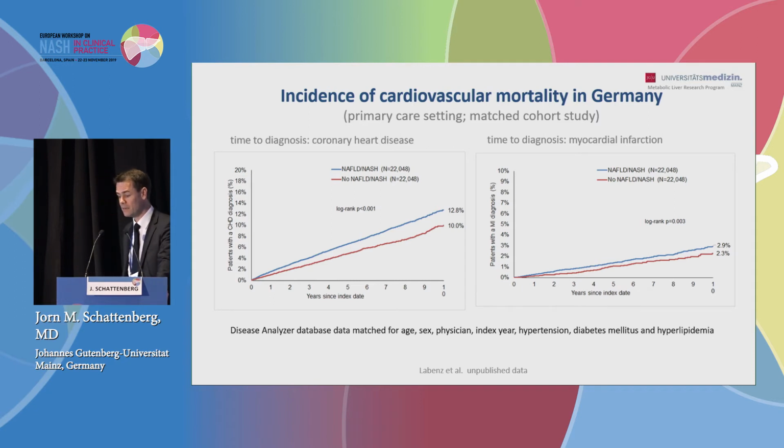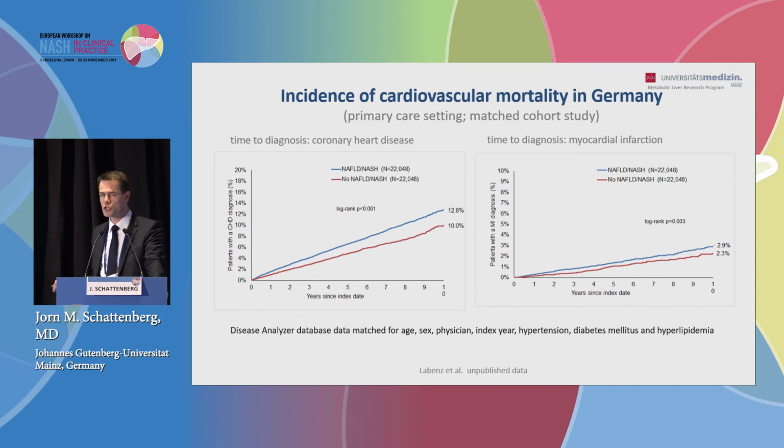Now, this data comes out of a German primary care setting disease analyzer database. It's not published quite yet, so hot off the press, hopefully soon. We've analyzed in patients that do have NAFLD versus no NAFLD, the incidence of A, coronary heart disease, and B, myocardial infarction. You can see that's a big matched cohort study, a lot of patients here in primary care in Germany, and you do see the gap between having NAFLD and not having NAFLD is highly significant.